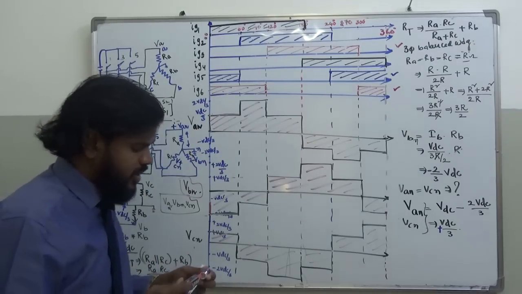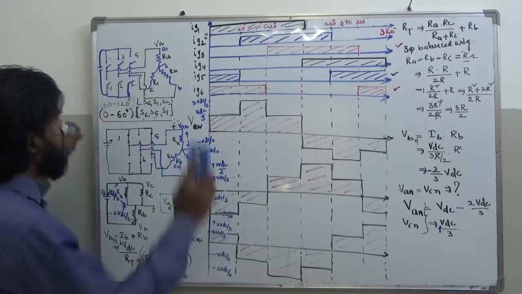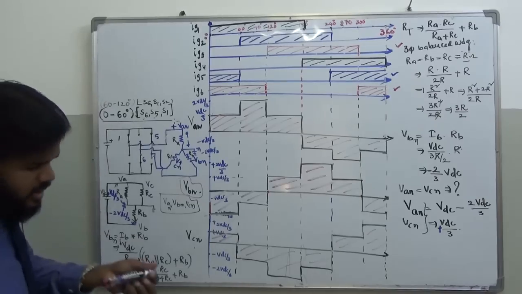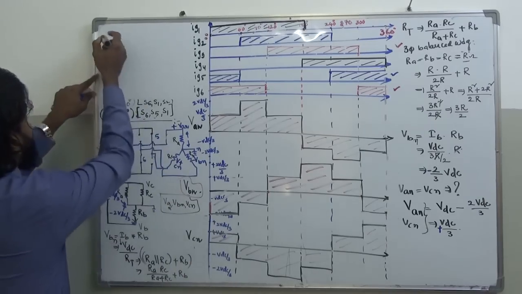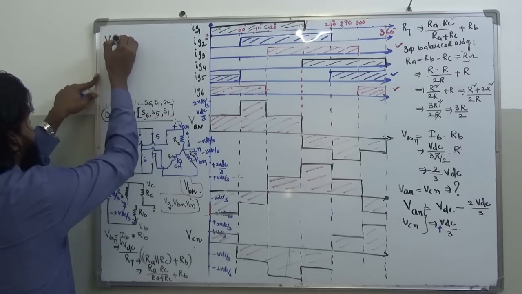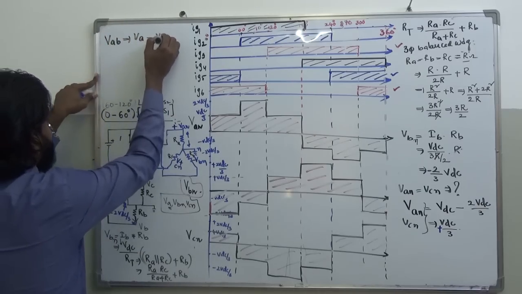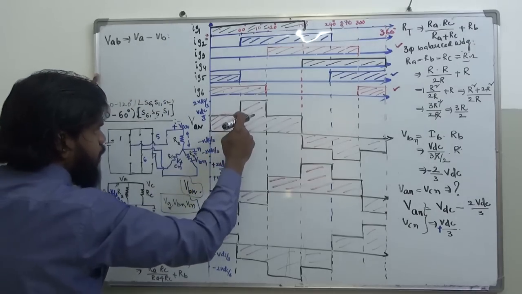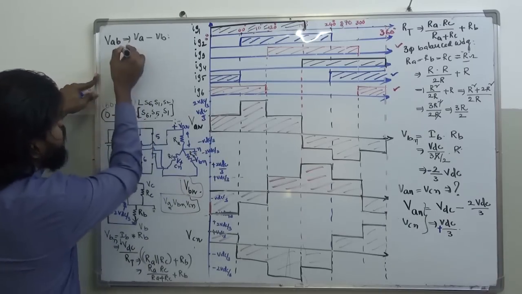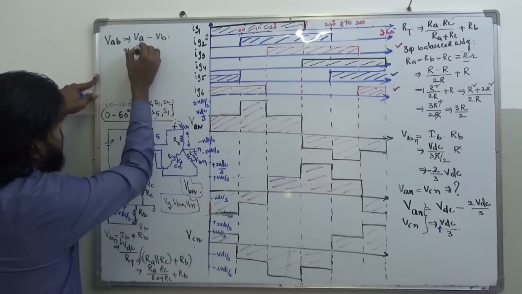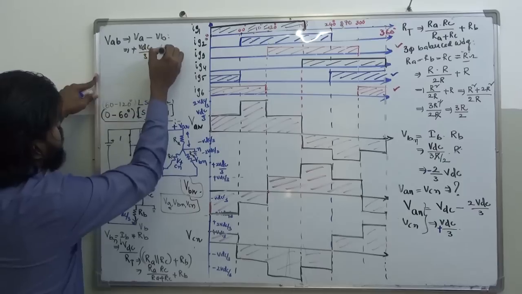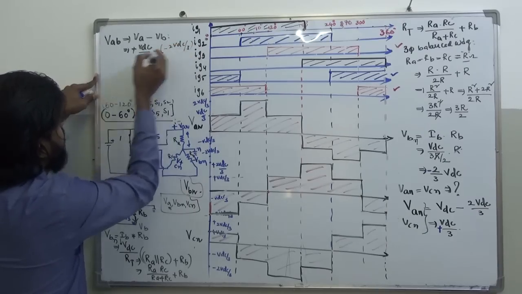So this is how it's going to be. And last but not least, you should make this also, for your knowledge. So this is only about phase voltages. If you want to take line voltages, VAB is VA minus VB, which means you have to subtract VB from VA. Suppose you subtract in this 0 to 60 degrees: VA is plus 2 VDC by 3, and what is VB here? Minus VDC by 3, so minus of minus VDC by 3.